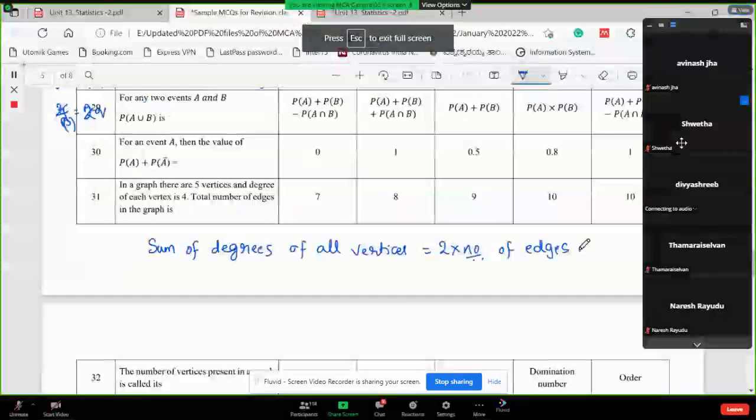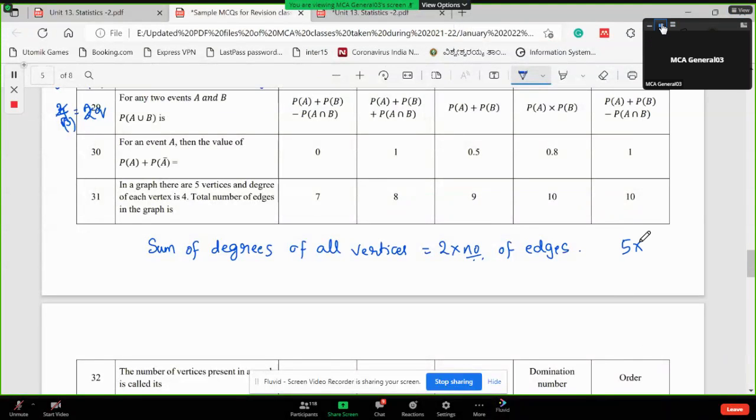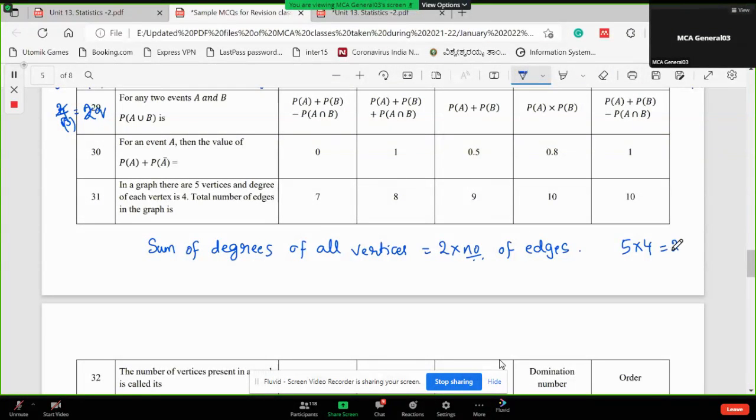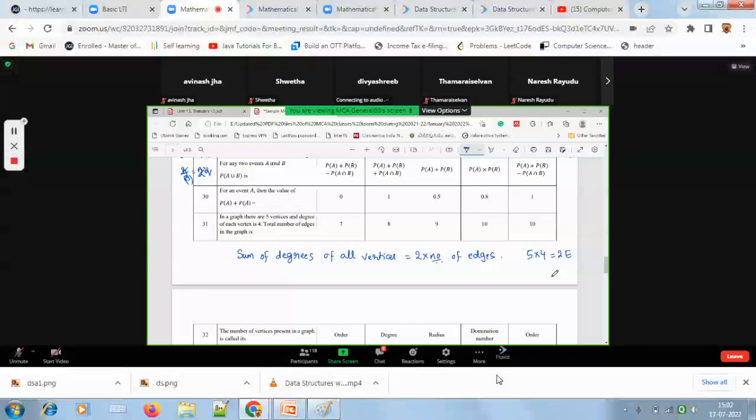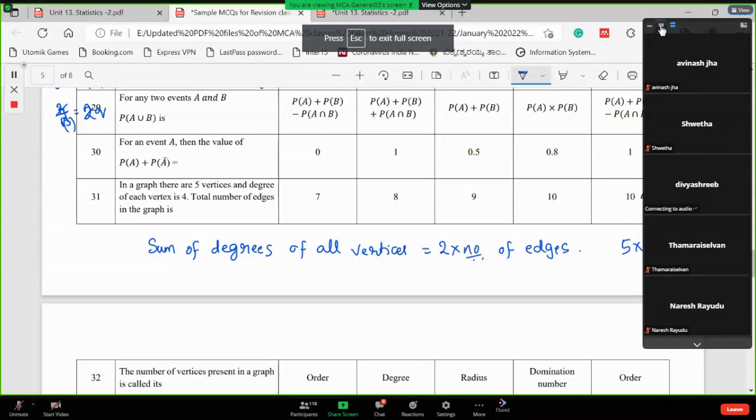In this problem, we say that there are 5 vertices. The degree of each vertex is 4. So the sum of the degrees of all the vertices is twice the number of edges. So how many edges are there? 20 divided by 2, so 10 edges. One formula, that's all.